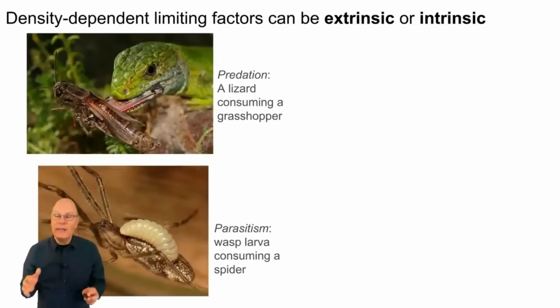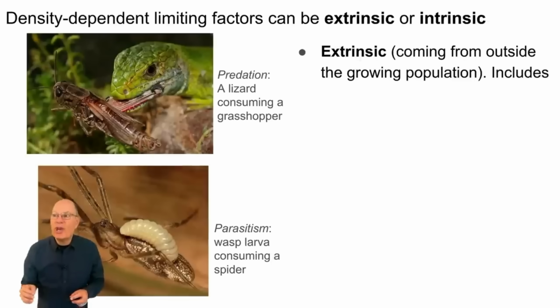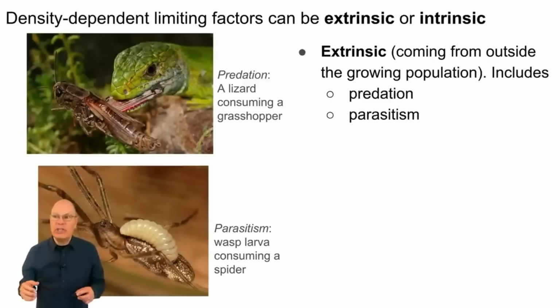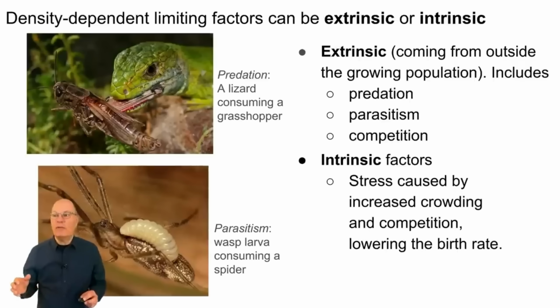Those density-dependent limiting factors that are part of the logistic growth model that characterize carrying capacity can be extrinsic or intrinsic. Extrinsic factors come from outside the growing population, and include things like predation, parasitism, and competition. Intrinsic factors come from within the physiology of the growing population, and it's usually about stress caused by increased crowding and competition between individuals in the growing population, and that lowers the birth rate.